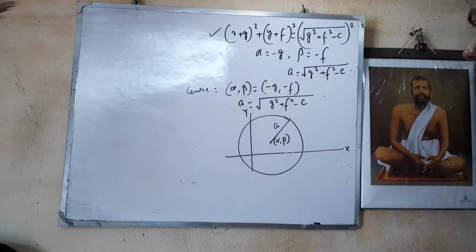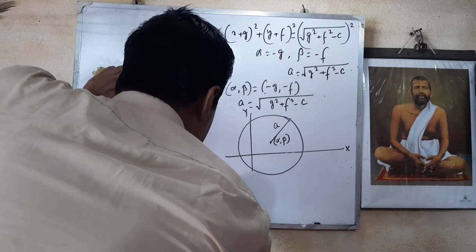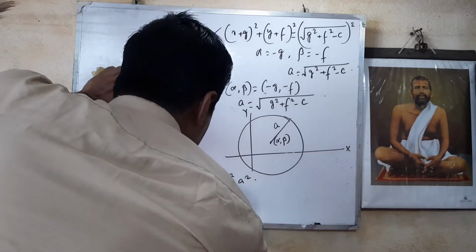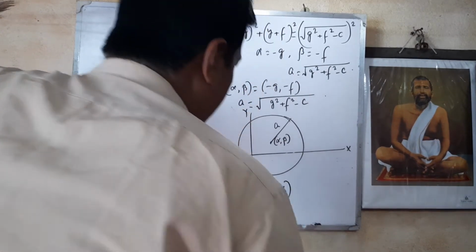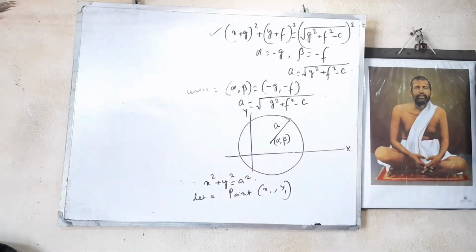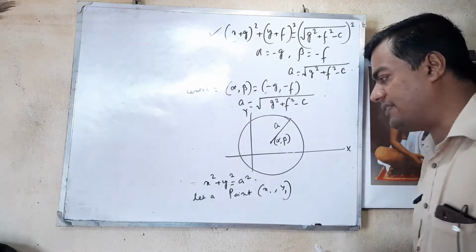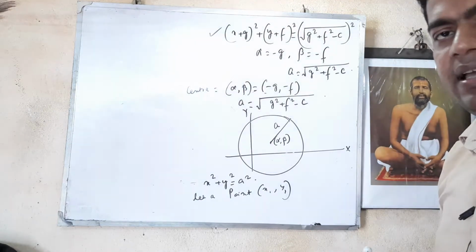Okay. Now, if the center of the circle is situated at the origin, that is, we have x² + y² = a². Now let a point x1 comma y1. I have to find out whether this point is situated inside the circle or outside the circle. So if the distance of this point from the center of the circle is less than its radius, then definitely this point will be inside the circle.